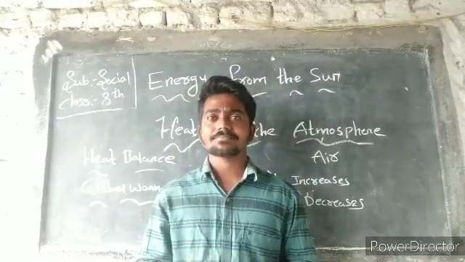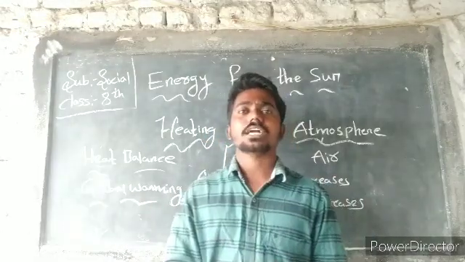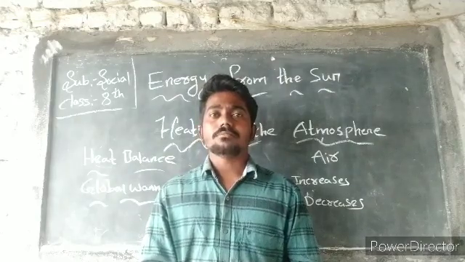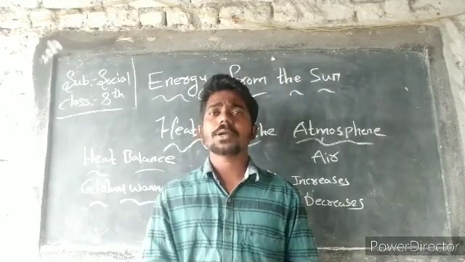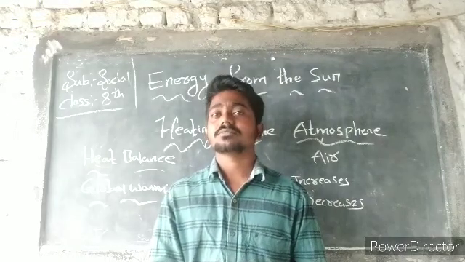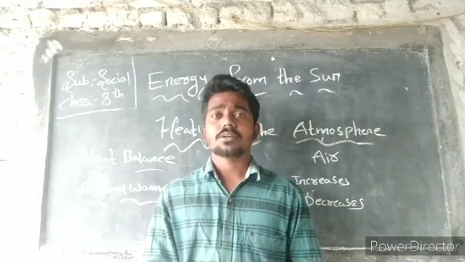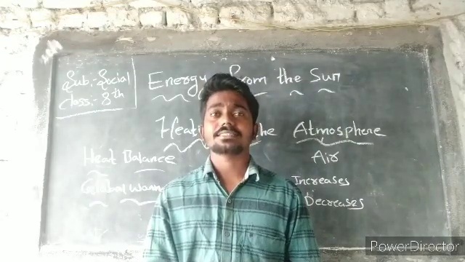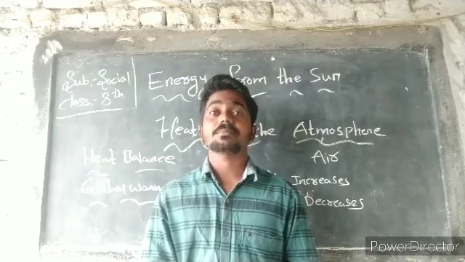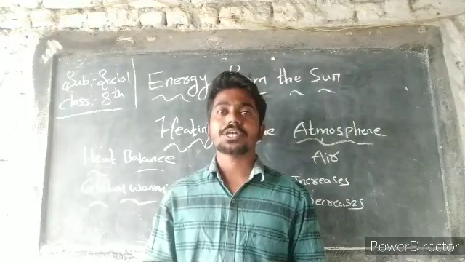Coming to the next, I told you about global warming. Increasing of CO2 in the atmosphere is called global warming. We are using diesel, petrol, and cutting the forest. This results in global warming. That is why we have to save the Earth, save the water, and increase the plantation of plants. This is it for today's class. Hope you understood very well.